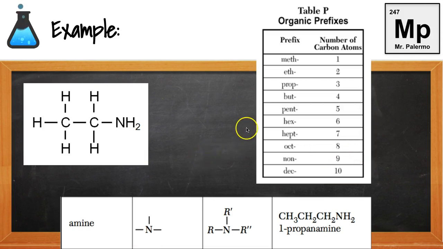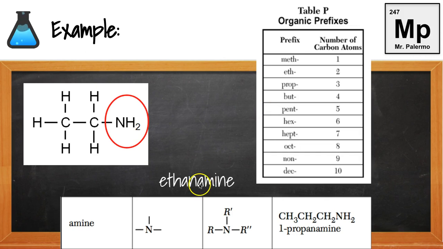So looking at an example, when you identify that functional group, that N, we know it's an amine. We know the ending is going to be amine, and so now we're going to count the number of carbons. We have 1, 2 carbons, that is eth, so it's going to be ethanamine. And in this case, we don't really need the 1 because it's still on the first carbon, but if you put it in, it would not be incorrect, and we would give you credit for it.